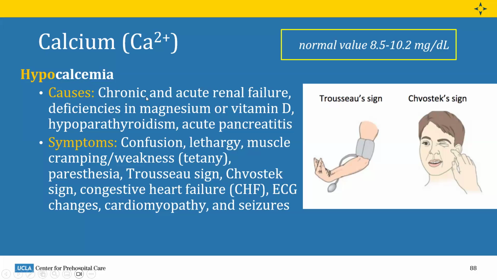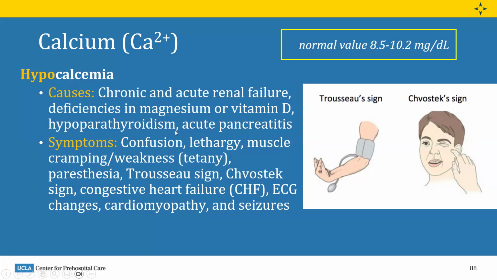Hypocalcemia, so essentially low levels of calcium, is going to be caused by potentially chronic or acute renal failure, or a deficiency in magnesium or vitamin D. Remember, vitamin D is activated by our kidneys so we can absorb calcium from our gut. So if we can't absorb it because we don't have activated vitamin D, we can have hypocalcemia.